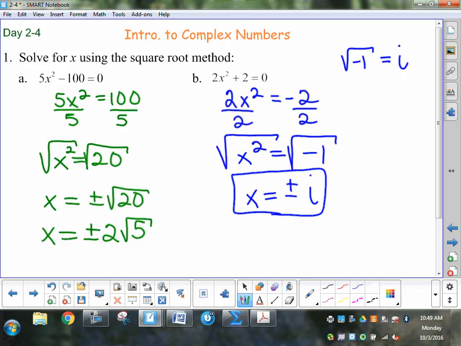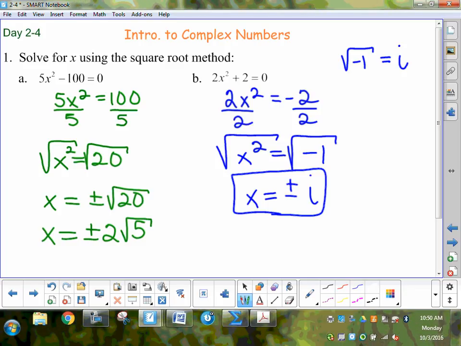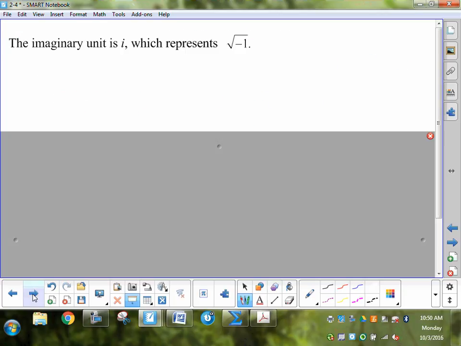You can't have i number of apples. You can have 4 apples. You can't have 4i apples. Okay? And that allows us to get around that sort of wall that was blocking us off before. You need to remember what i is defined as. The imaginary unit, which is i, is represented by this. i is equal to the square root of -1. You've got to know that.